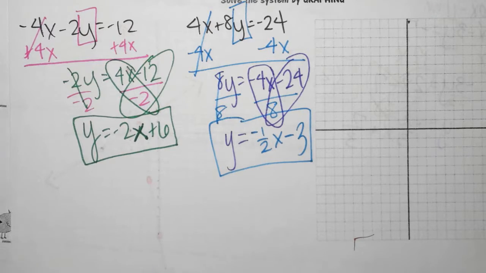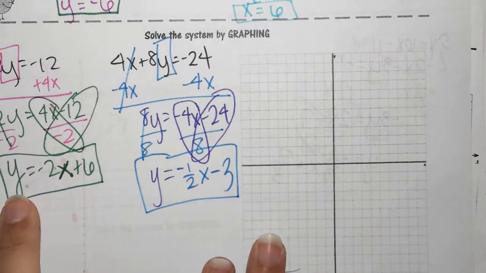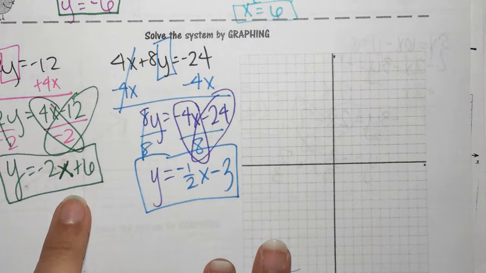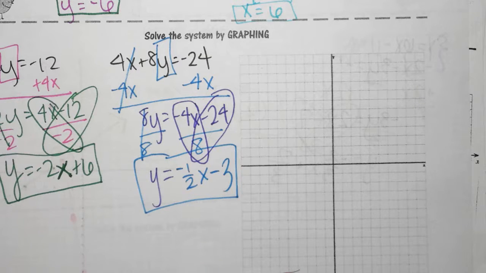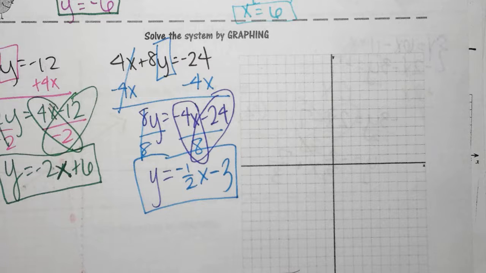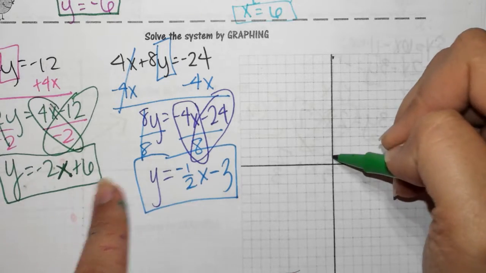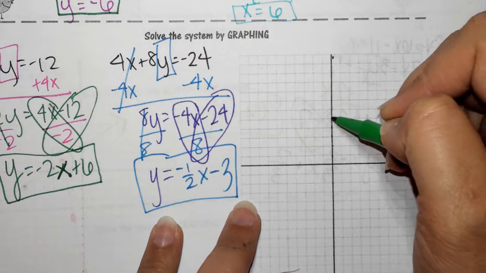Are you ready? Okay, now let's graph. We're going to start by graphing the green line first, my green equation, which is y equals negative 2x plus 6. What do I do first? I'm sorry, I was looking at something else and got confused. You move the 3. I go up 6. I'm graphing the green one first, y'all. I go up 6. 1, 2, 3, 4, 5, 6.